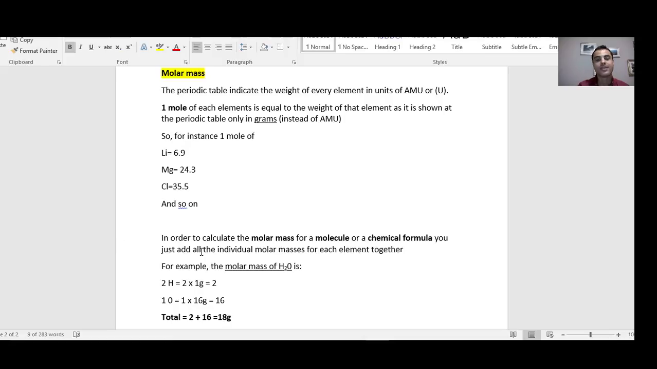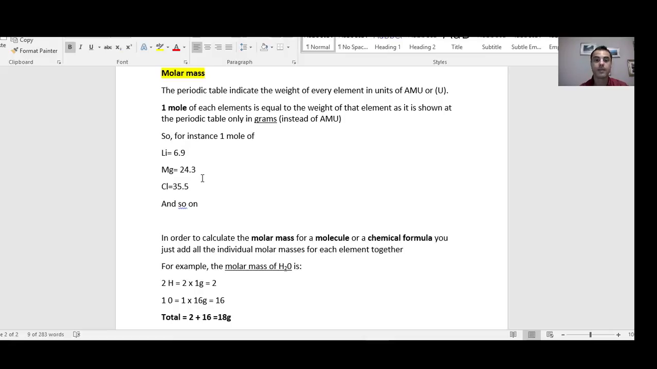In order to calculate the molar mass of a molecule or a chemical formula, you just add all the individual molar masses of each element together. So the individual molar masses, you find them directly in the periodic table.